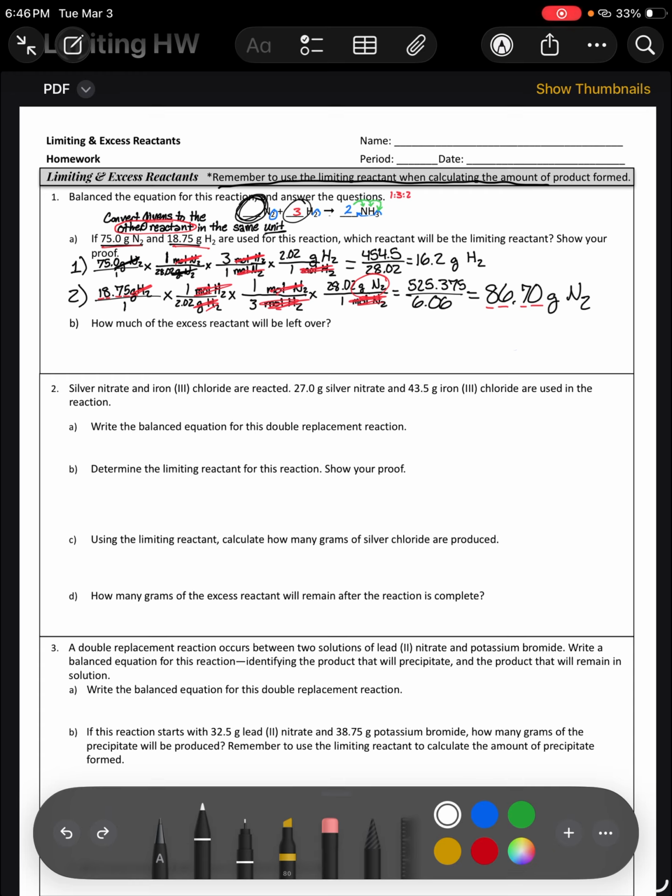So, let's look at it. We're given, I'm going to write this information down. We're given 75 grams of nitrogen. That's how much we have. This represents how many is right in front of us. If we're in the lab, that's how much we have. Given 75.0 grams of nitrogen and 18.75 grams of hydrogen. We need, my pen's being a little slow, I'm so sorry.